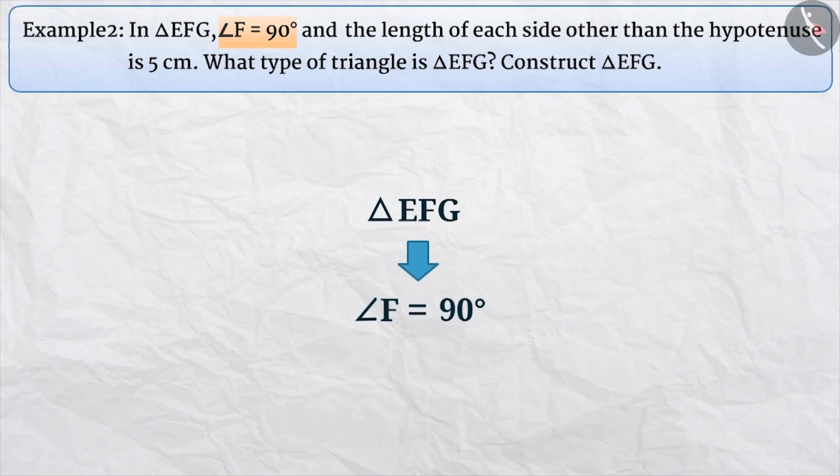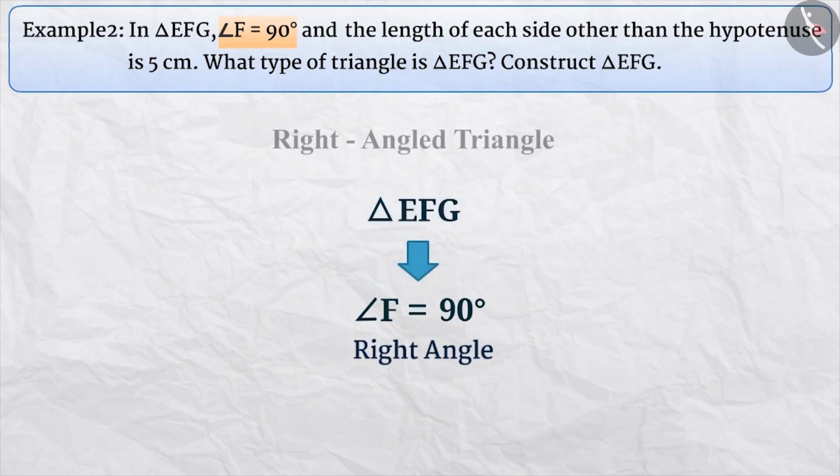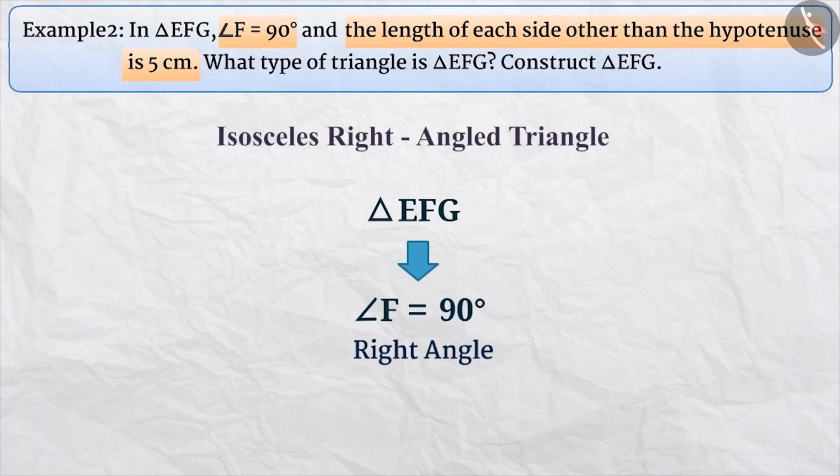That is, angle F is a right angle. Since in triangle EFG one angle is a right angle, therefore on the basis of angles, we can say that triangle EFG is a right angle triangle. Since in this triangle, apart from the hypotenuse, the other two sides are equal in length, we can say that it is an isosceles right angle triangle. Now let's construct triangle EFG.